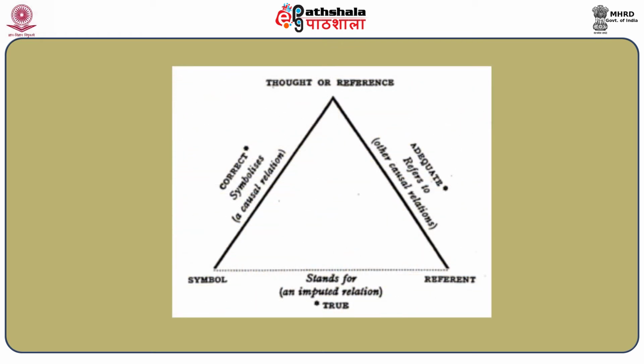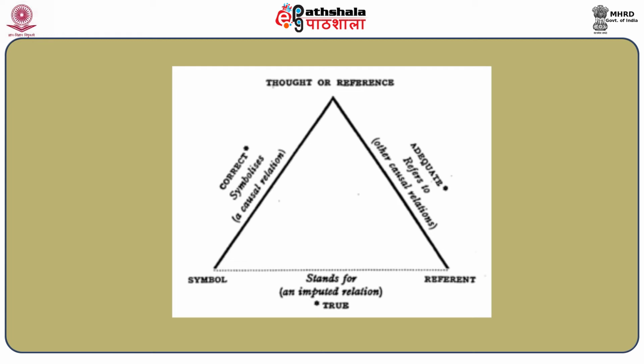Look at the screen for understanding Ogden and Richards triangle. On the screen you can see that there is referent, there is reference, and there is a symbol on 3 vertices of the triangle. The line between referent and reference is a continuous line, whereas the line between referent and symbol is an imputed one. The relationship between reference and symbol is also represented by a continuous line.